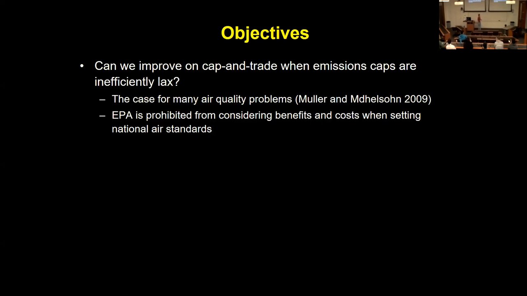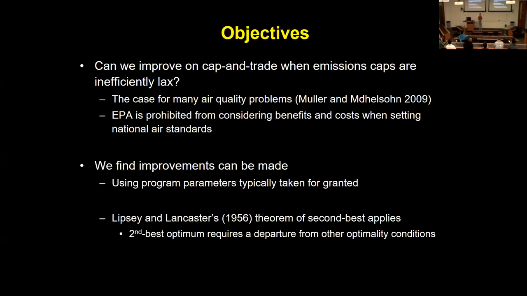If you look at air quality problems, EPA is prohibited from considering the benefits and costs when setting national air standards, right? So if the caps are inefficient to begin with because they can't consider the benefits and costs, then let's think about how we can maybe improve on the efficiency of these permit markets. We find there actually improvements can be made, and we're going to use program parameters that may be typically taken for granted.